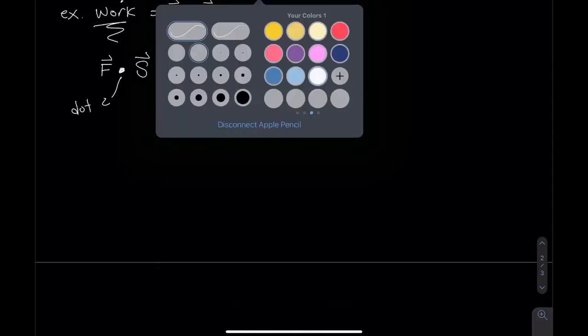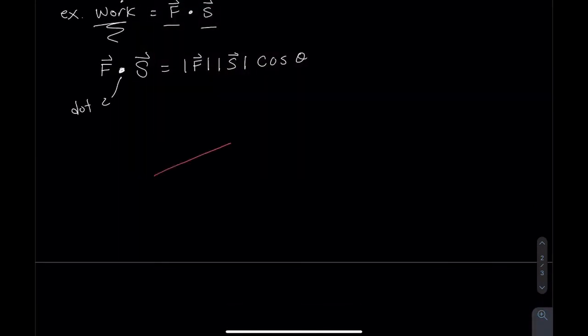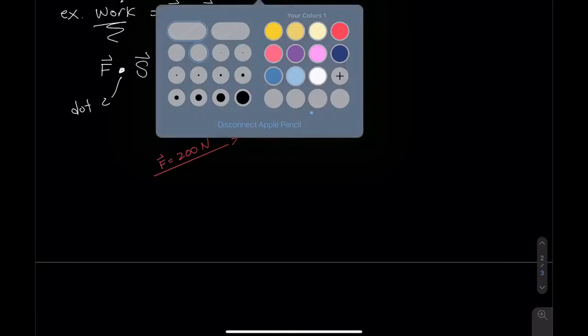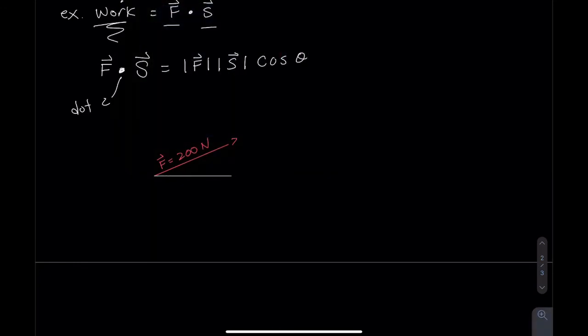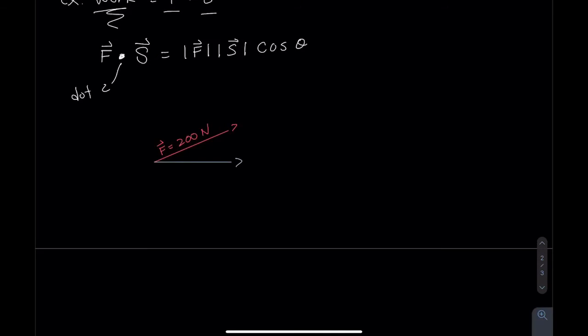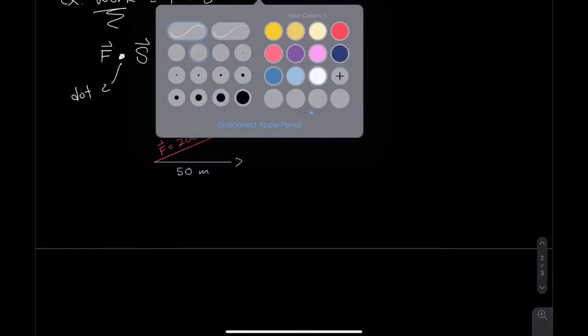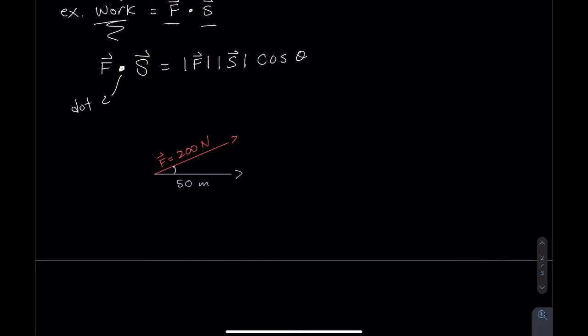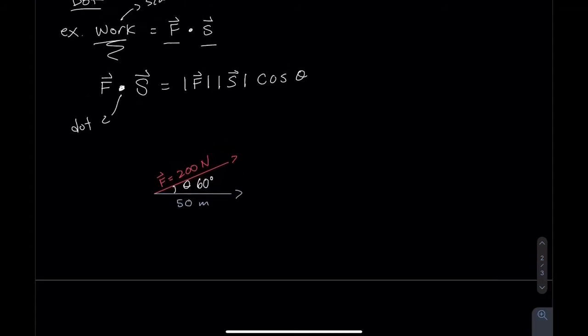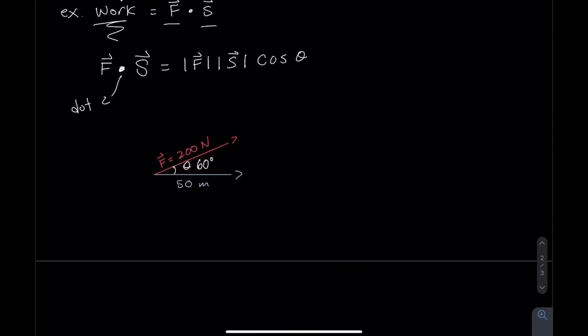So let's draw a diagram. Let's say this here is our force. Let's say force is equal to 200 newtons. And let's say in applying this force, we're able to move whatever we're moving something like 50 meters, just off the top of my head. Okay, now we're left with this. We're also given this angle, let's say 60 degrees is angle theta. Now we want to know what is the work, so how much work was done.